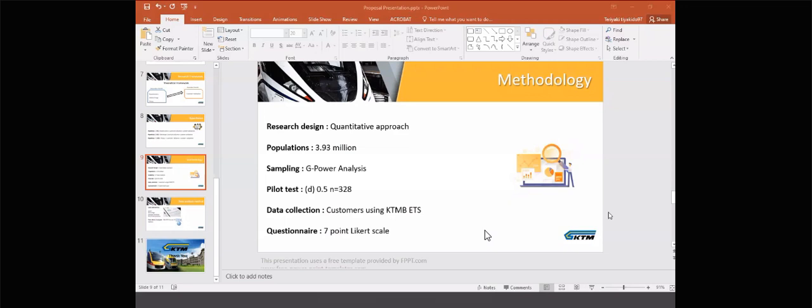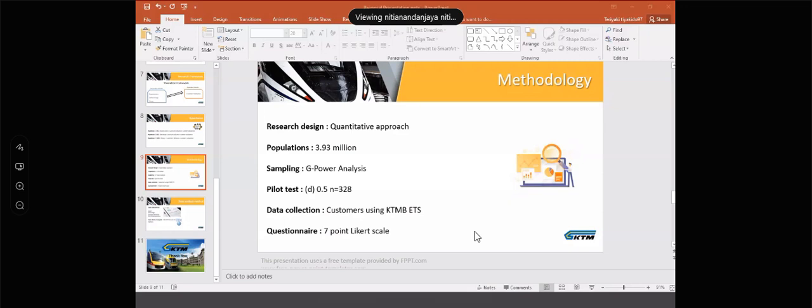But here, I think you might want to rethink the population and sampling method. Based on your study, there are 3.93 million KTM users, and you are of course going to use quantitative. You are going to collect the data using a quantitative approach, which is a survey. Nitya, you are going to use a questionnaire survey. Questionnaire survey, Google Form, Doctor.